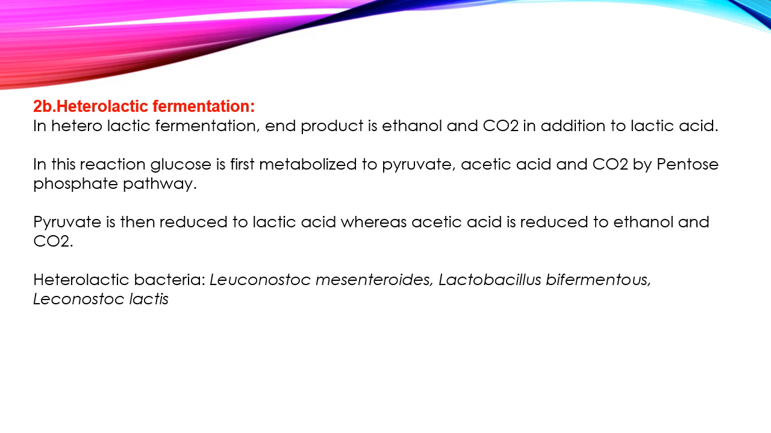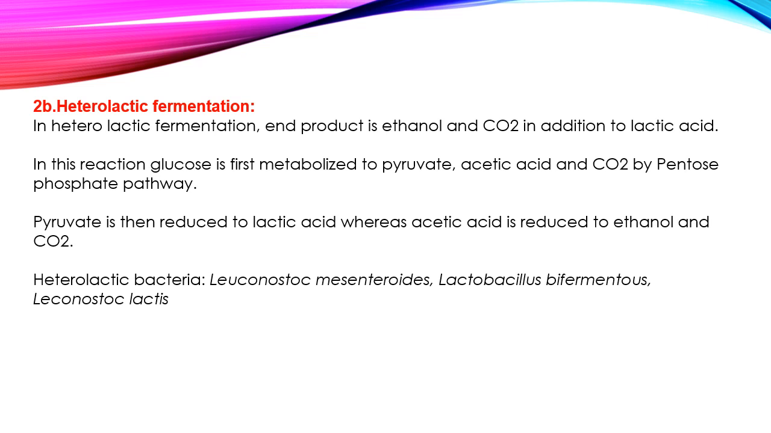So students, as per our earlier discussion, in heterolactic fermentation we have three end products, that is ethanol, carbon dioxide and lactate. The difference between homolactic and heterolactic fermentation is that homolactic fermentation follows the glycolysis pathway, but in heterolactic fermentation, the glucose is converted into pyruvate and acetic acid and carbon dioxide by utilizing the pentose phosphate pathway, which is an alternative to glycolysis, and it functions parallel to glycolysis itself.